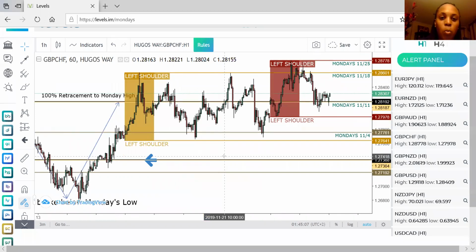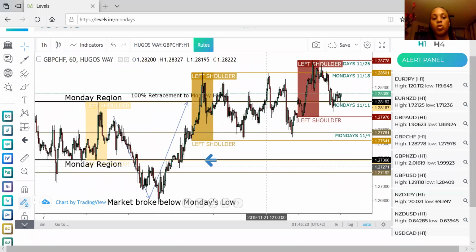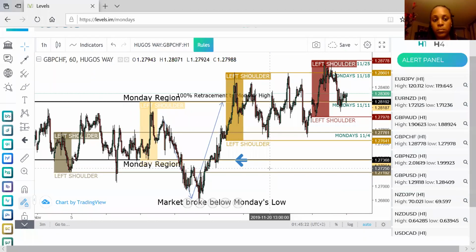Don't worry about what the market tends to do after. As you can see, the market is just ranging between this Monday high, right? So all you need to do is just have a little patience. I'm just showing you this so you guys can understand. It's not difficult.